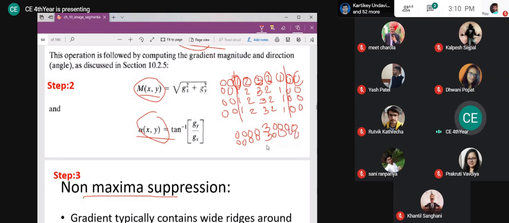I hope you can see the thin edge now. This is what non-maxima suppression is. So this is my vertical thin edge of 1 pixel thickness, and that's how I will meet the objective required by the Canny edge detector.